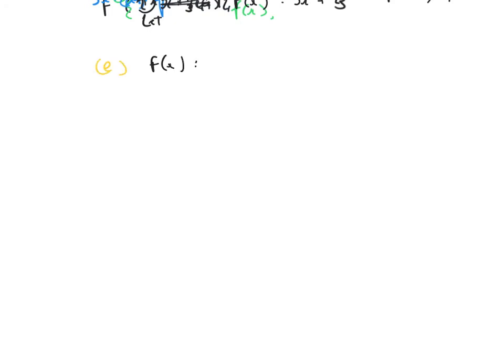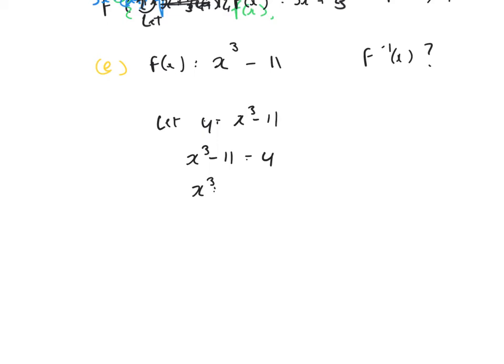Okay, example E. f of x equals x cubed minus 11. We're going to find the inverse function. Okay, let y equals x cubed minus 11. Let's change the subject of the formula to x. x cubed minus 11 equals y. x cubed equals y plus 11. And well, how do you get rid of the cube? Take the cube root, so that's the cube root of y plus 11.